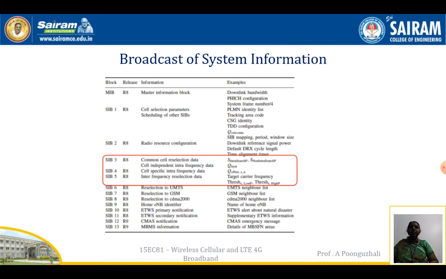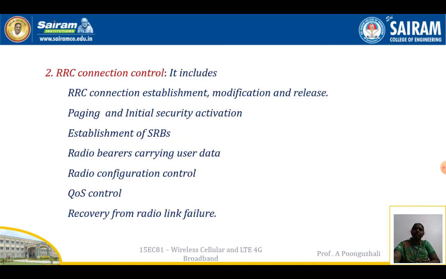So these are the various MIBs and SIBs available. Your MIB, the master information block, is going to have the downlink bandwidth, the PHICH (physical hybrid ARQ indicator channel) configuration, and the system frame number. And you are going to have SIBs with your cell selection parameters, scheduling of other SIBs, your tracking area code, your CSG identity, TDD configuration, all those you are going to see. These are the various SIBs and MIBs available.